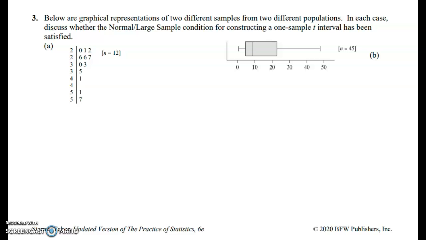Question 3 says, below are graphical representations of two different samples from two different populations. In each sample, discuss whether that normal or large sample condition is met. Again, because we're dealing with means, we're really thinking of that central limit theorem idea. Or again, if you've read through your book, and we've talked about this briefly, when your sample size is small, you hope to have a normal distribution for the population, and then therefore the sampling distribution would also be normal.